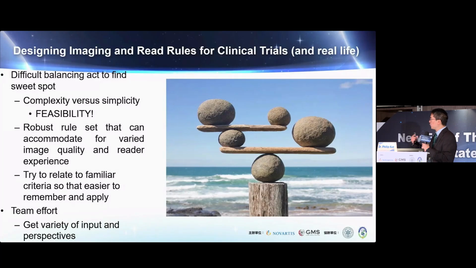And the other thing you want to do when you're trying to decide read criteria is, if you can relate these novel read criteria that you're creating to something that is familiar, it will really help make it easier to apply and easier to remember. And then once you've made your first draft of your read criteria, it's good to get a variety of input and perspectives from all sorts of folks.